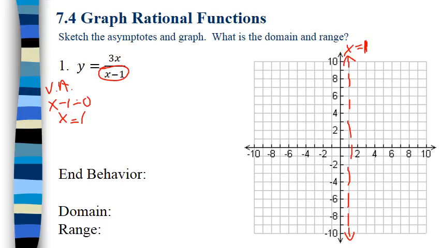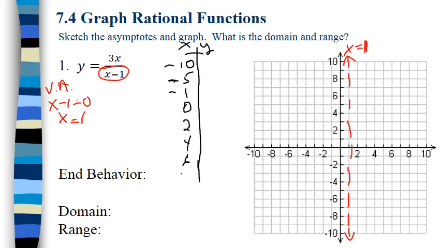To figure out our horizontal asymptote and all of our other points, the best thing to do is make an xy table, right? So we want to pick points that are fairly close to our asymptote, but we also want to pick points that are farther away to kind of get an idea of what's happening. So for this particular example, I'm going to pick -10, -5, -1, 0, 2, 4, 6, and 10. And I know that seems like a lot of points, but you'll see why we do that in a moment.